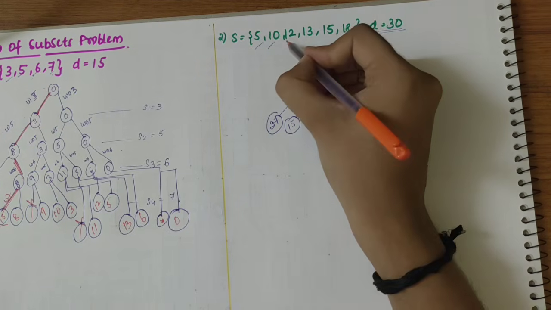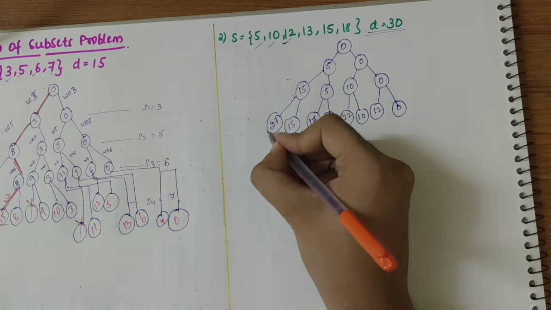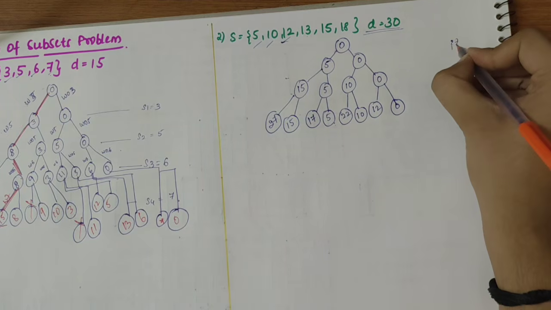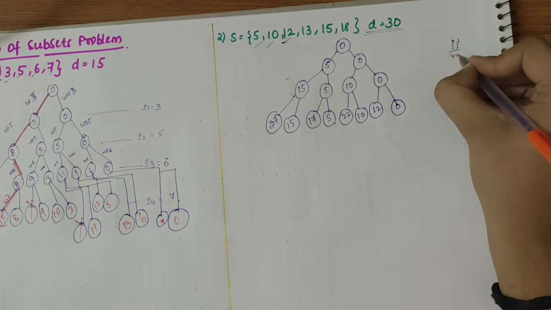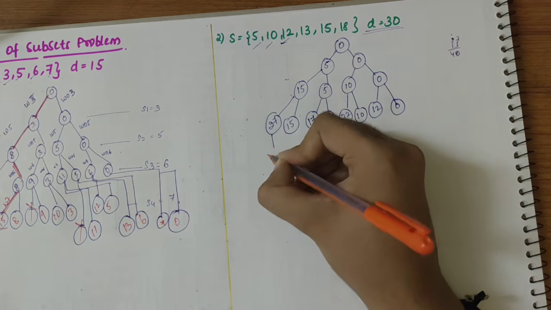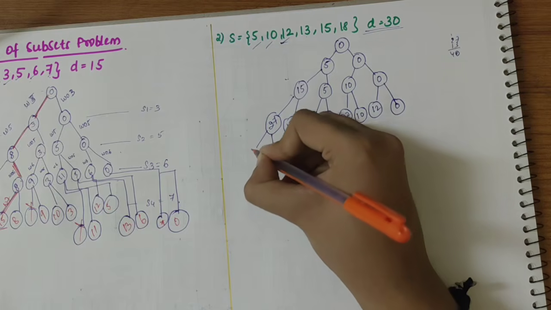Now further, I have 13. So 27 plus 13, I need not consider it. 27 plus 13 is 40. So I need not write it. Without 27 only I'll write. On this side I'll get 27. This side I need not consider.